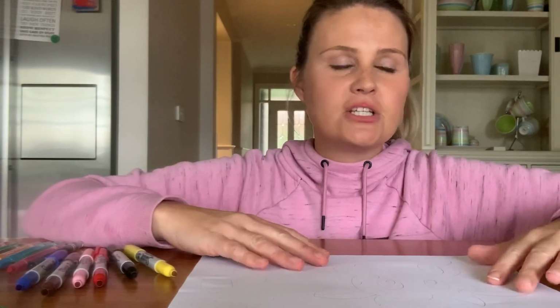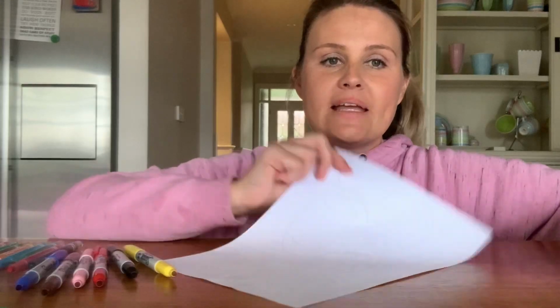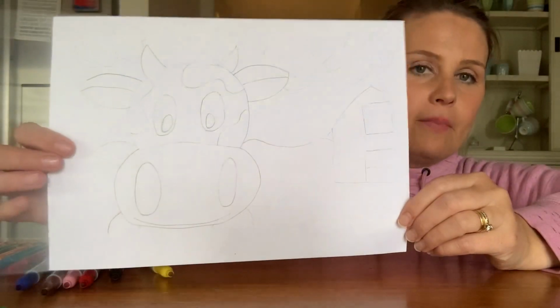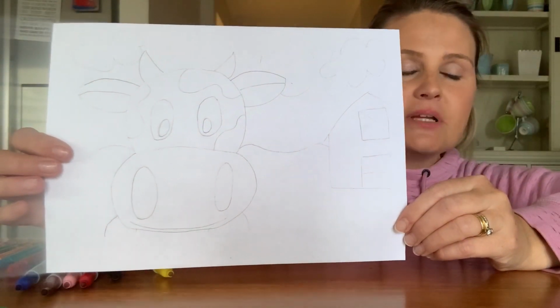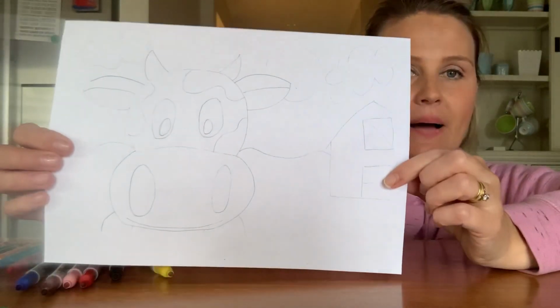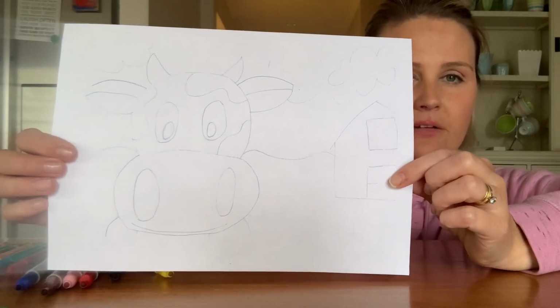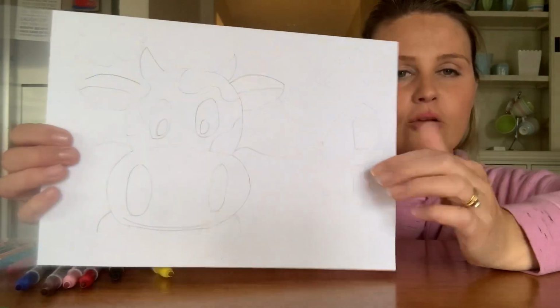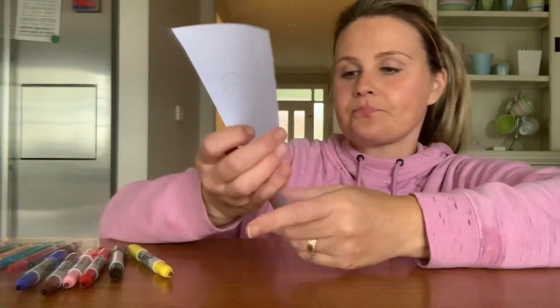You'll see in the picture the cow's quite big because he's in the fore part of the photo. In the picture, he's at the front, whereas the barn you can see is in the background. That's giving us a look of space.